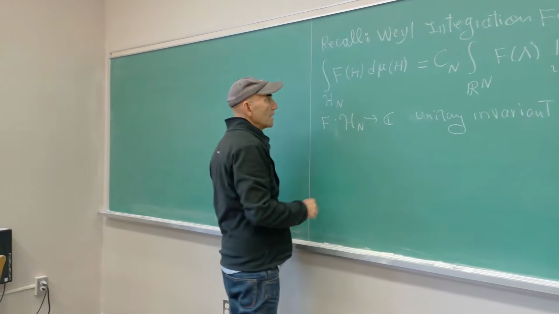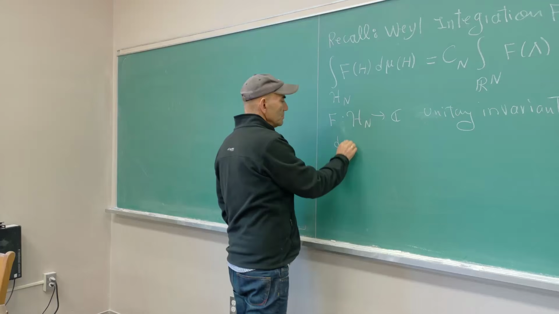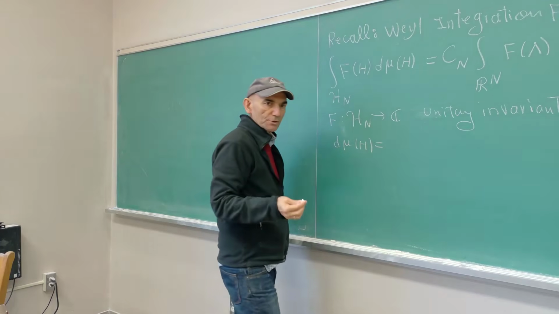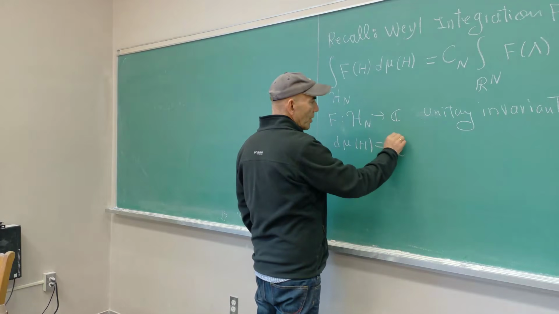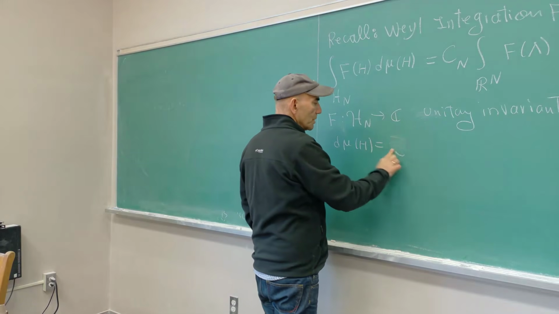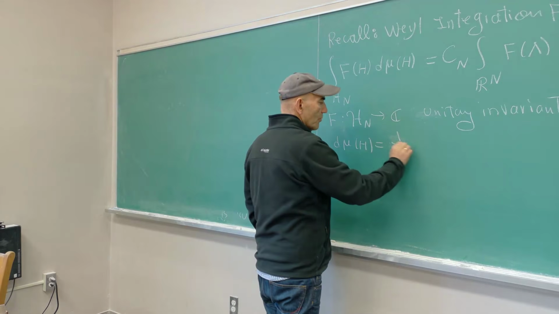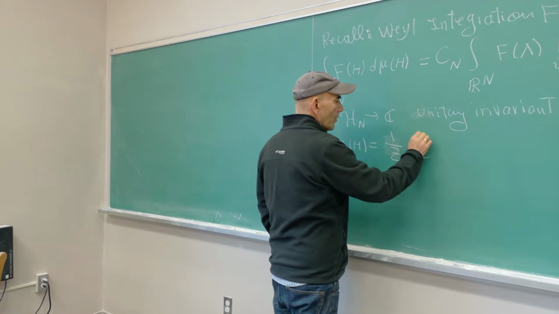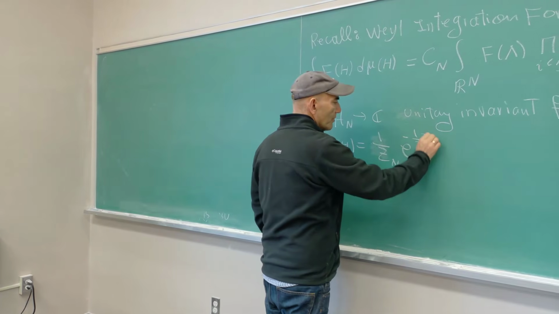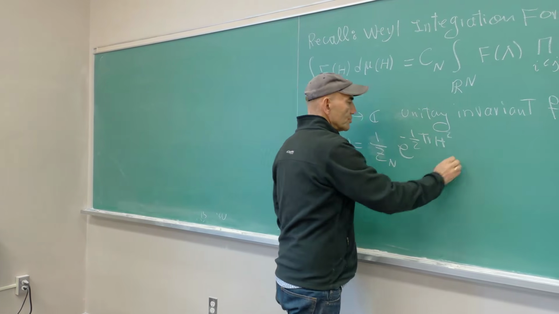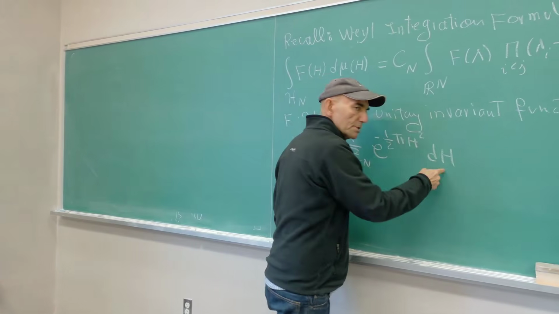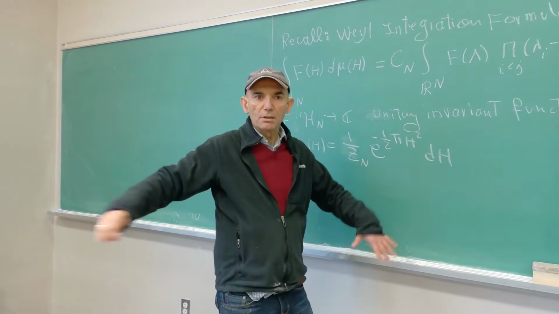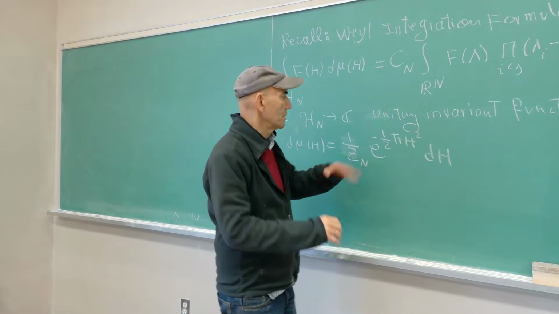In this formula, the measure mu of H, you remember, was this Gaussian measure, which is exponential of minus, well, it should be normalized, so 1 over Zn exponential of minus 1/2 trace of H squared dH. This is the Lebesgue measure, but this is the Gaussian part. It makes it convergent at infinity and all that.